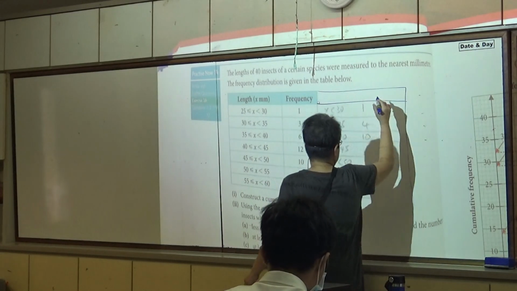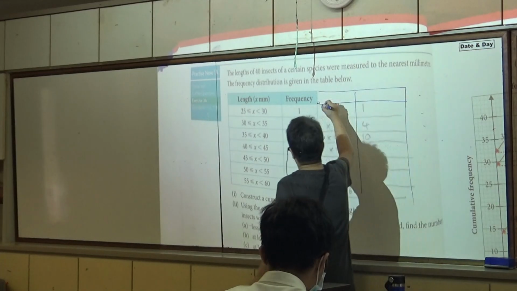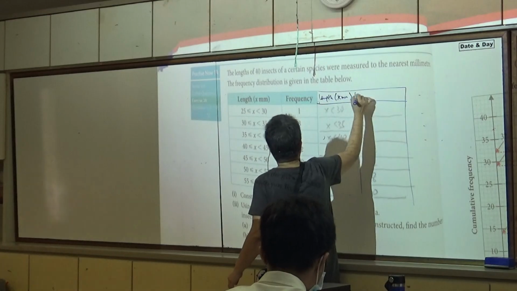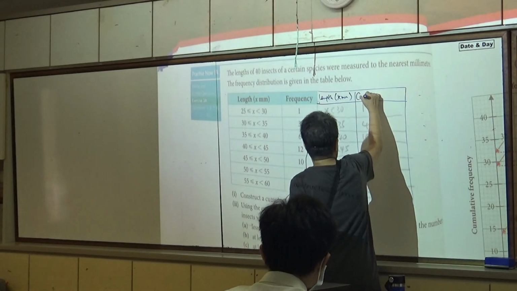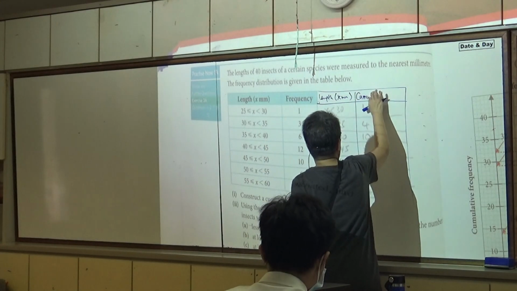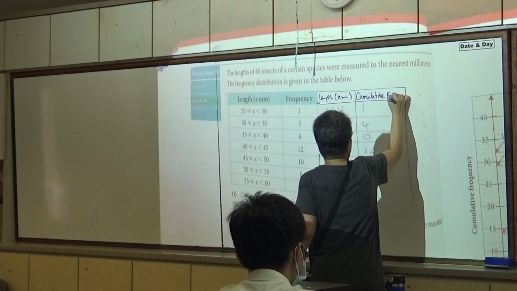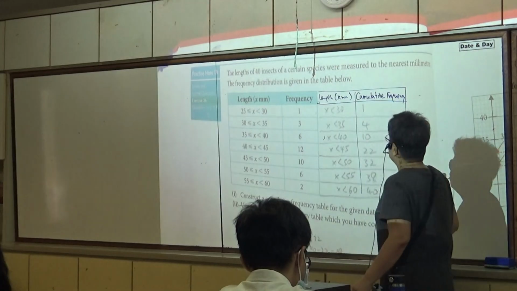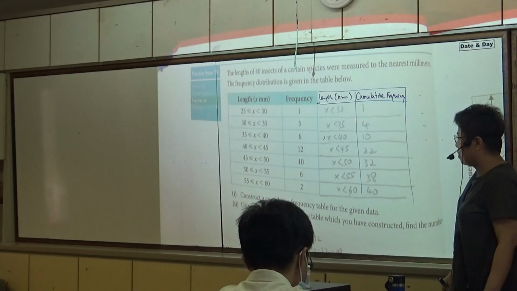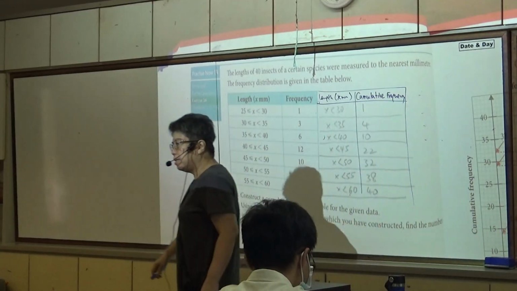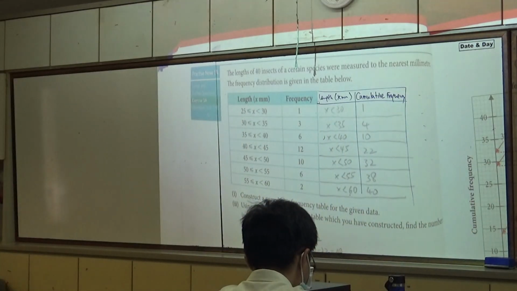Okay. Can you write down here length x in mm, and then this one, right? Cumulative frequency. Alright? And then can you copy down this answer for the cumulative frequency? All of you do it now.